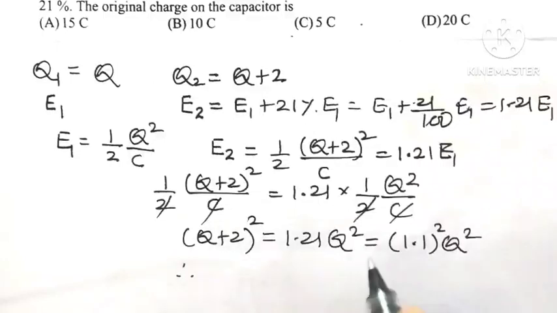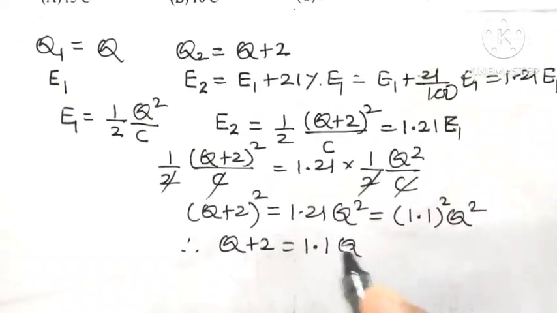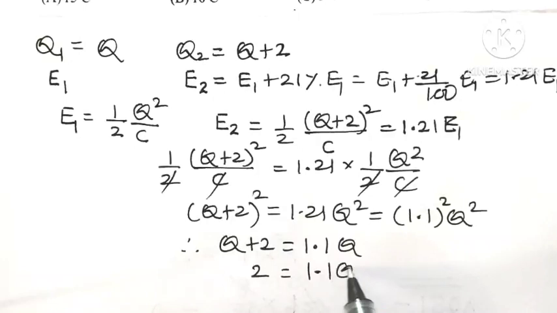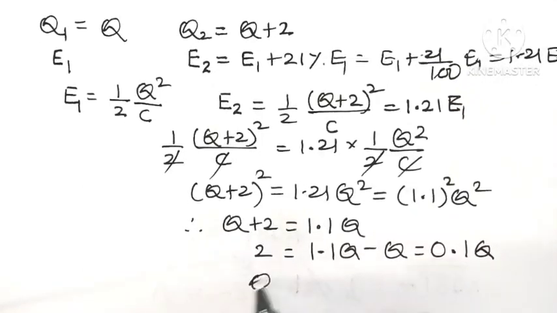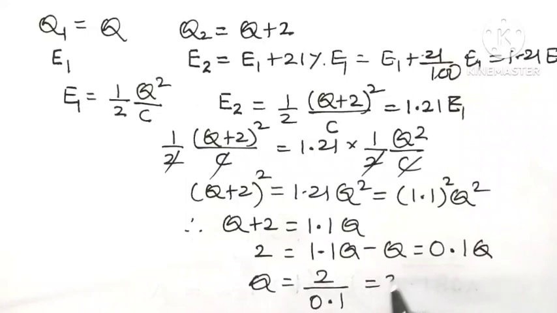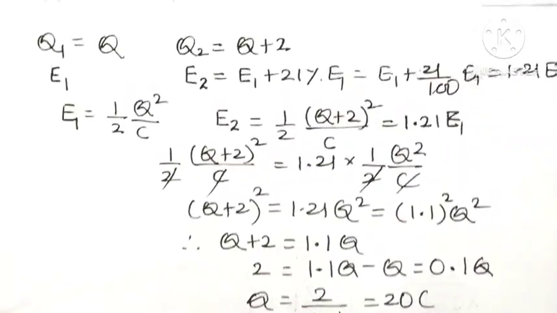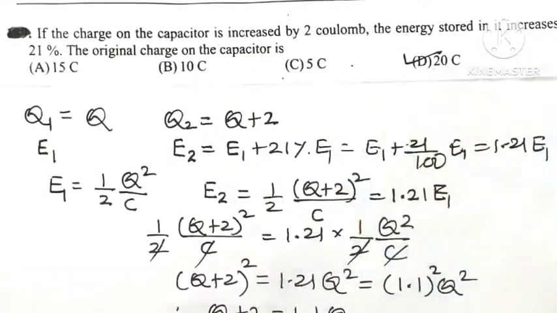Therefore, taking square root on both sides, Q plus 2 is equal to 1.1 times Q. Take this Q to this side, so 2 is equal to 1.1 Q minus Q, that is equal to 0.1 Q, or Q is equal to 2 divided by 0.1, which is equal to 20 coulomb. So Q is equal to 20 coulomb. The correct option for this question is option D. 20 coulomb is the correct option for this question.